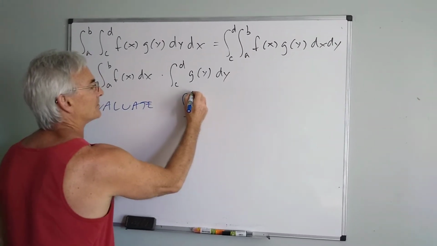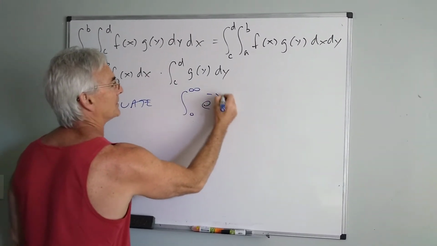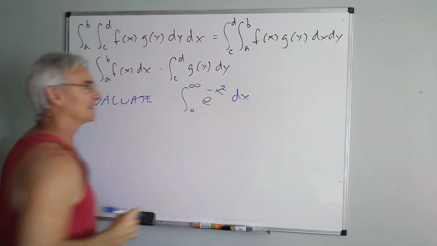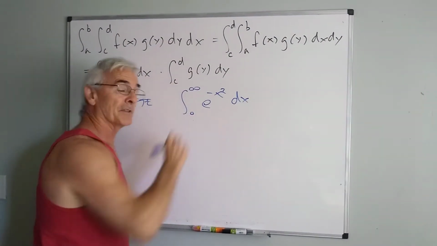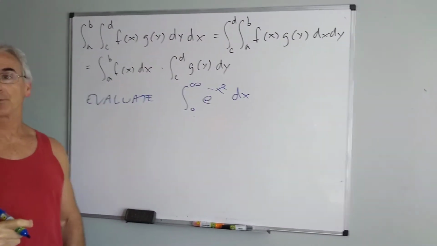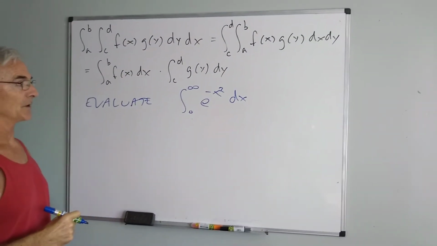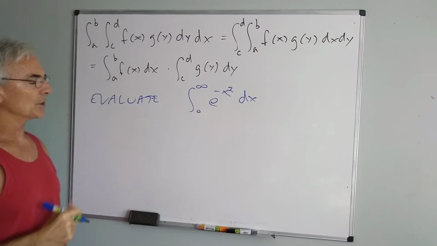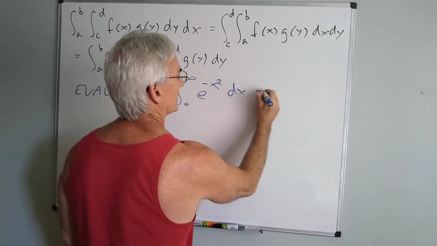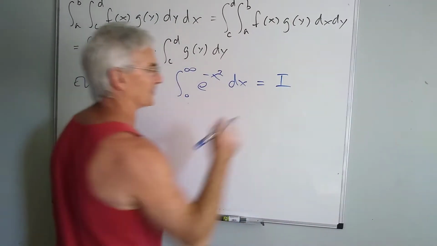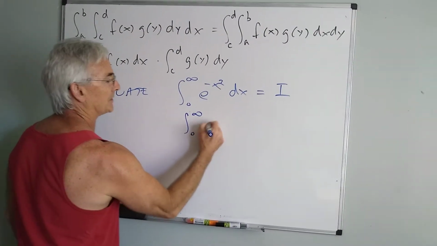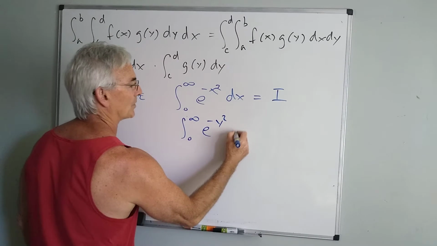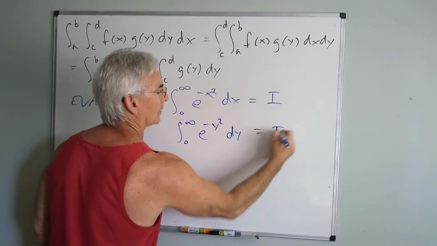The integral from 0 to infinity of e to the negative x squared dx. Now if you look at that, it's an improper integral, and in fact e to the negative x squared has no antiderivative. But we need this result very badly, and so the way we're going to do this is I'm going to say let's call this equal to I for integral. Then it would also be true that if I said 0 to infinity e to the negative y squared dy, that would also equal I.